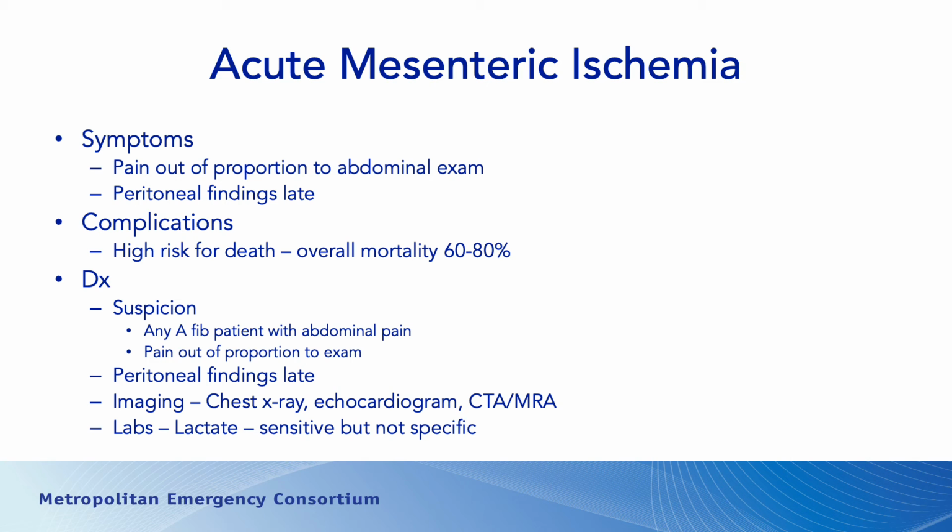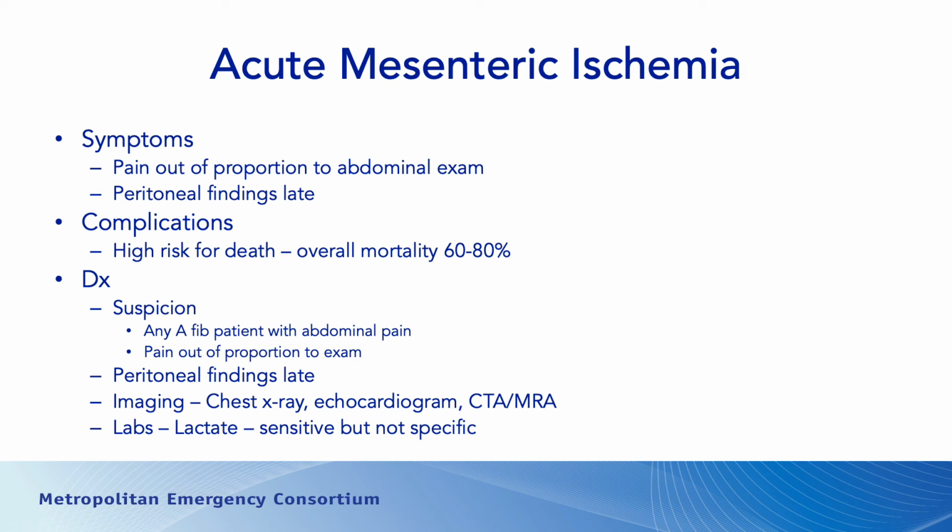How do we diagnose it? Well, high index of suspicion is important. Like I said, atrial fib patients with abdominal pain, or any patient with abdominal pain out of proportion to exam. Again, peritoneal findings are late, meaning extreme sensitivity to touch, extreme tenderness. Imaging, typically if we have a high suspicion of acute mesenteric ischemia, we go right to CT angiogram or CT of the abdomen with contrast. The other options are there, but we typically go right to CTA because it's quick and immediate.